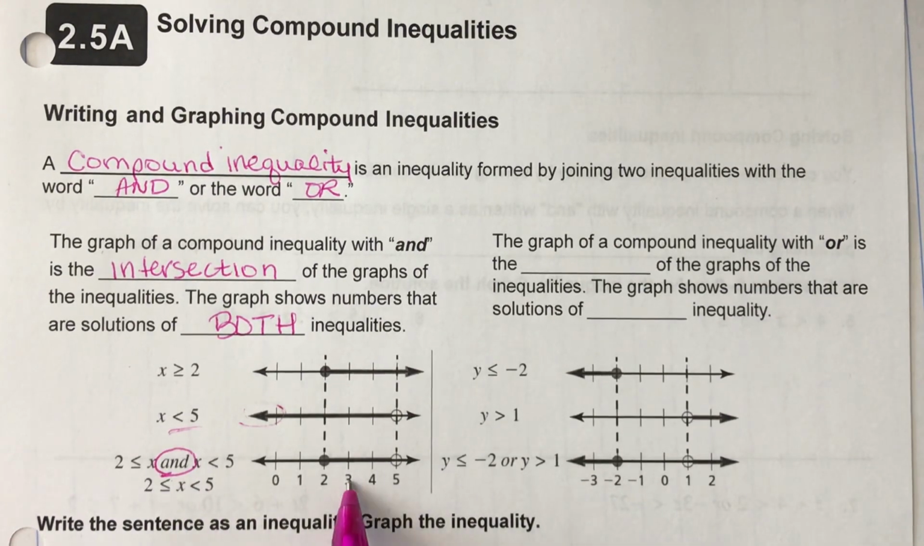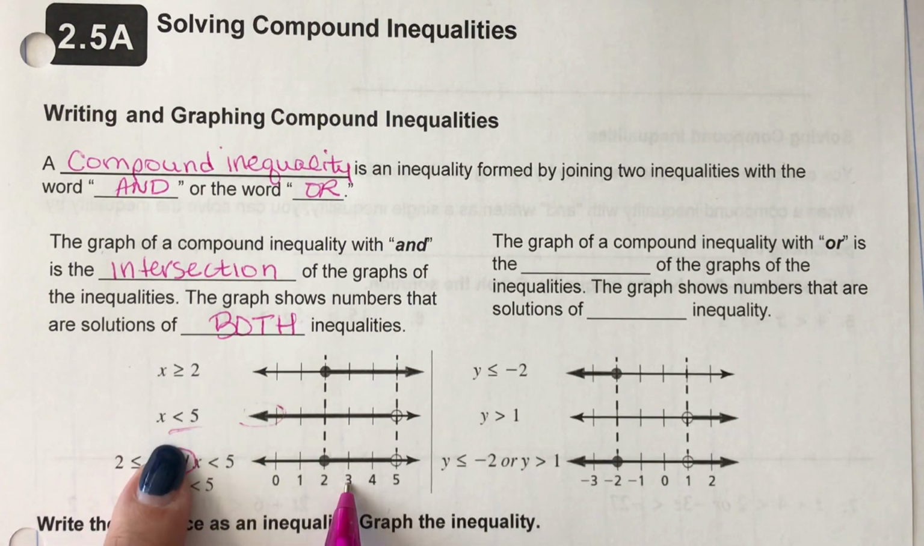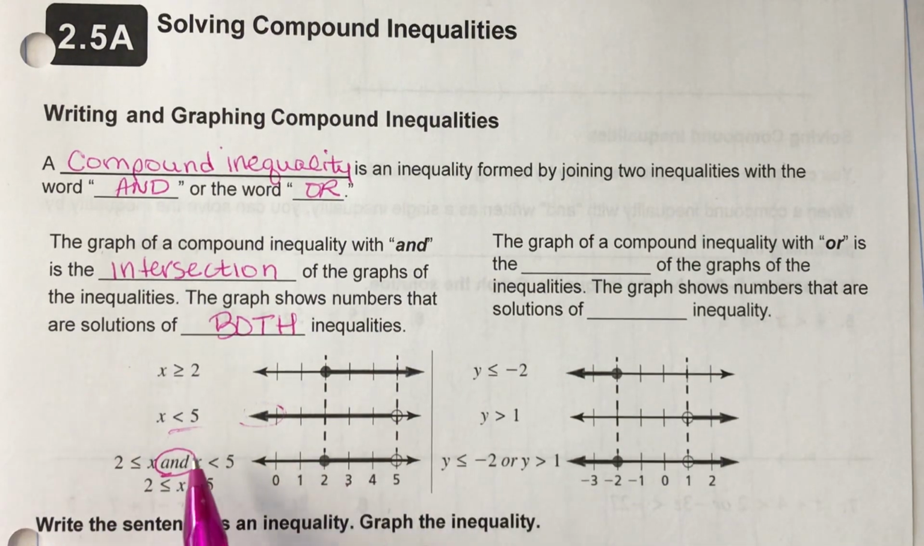So if I think of the number 3, for example, and I test it, I know that the number 3 is indeed greater than or equal to 2, and it is also less than 5. So I know it is a solution to the compound statement, because it makes them both true. And for the and statement, it's usually essentially a line with two endpoints. And it's just everything in between the two boundaries.